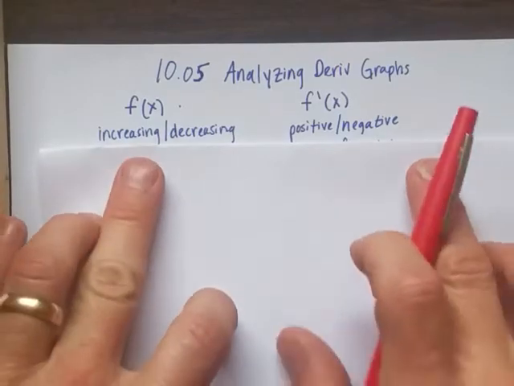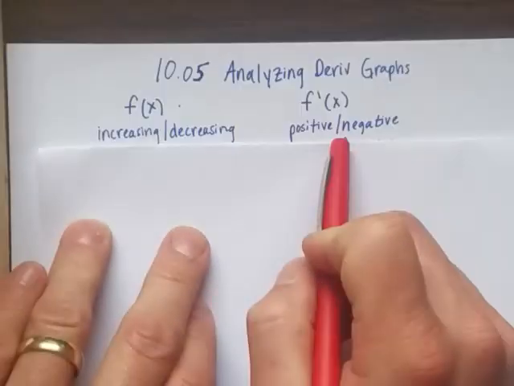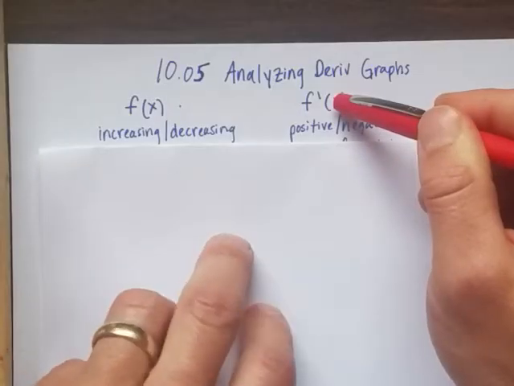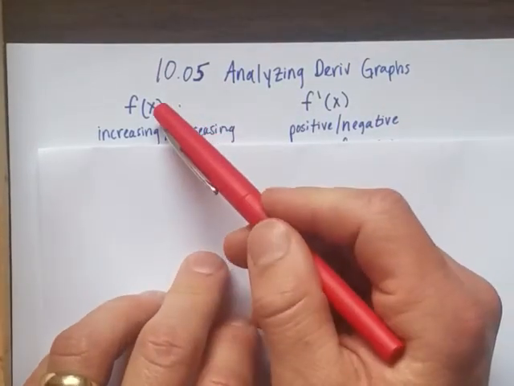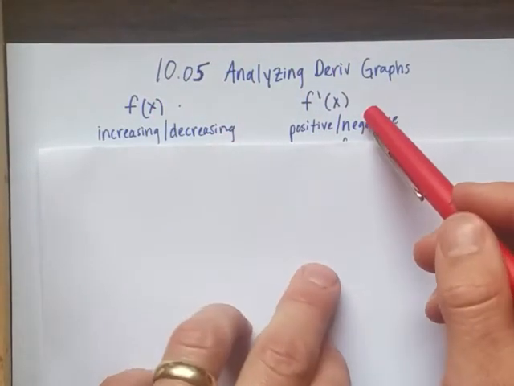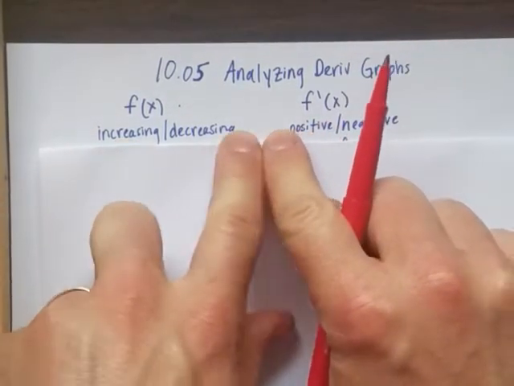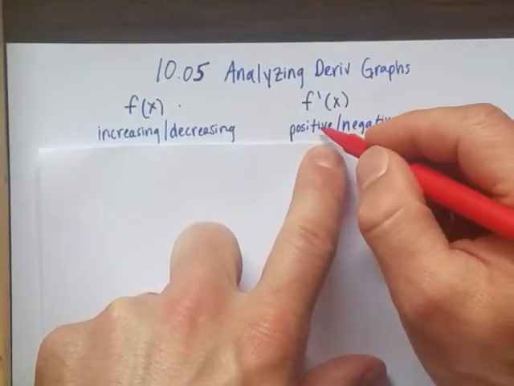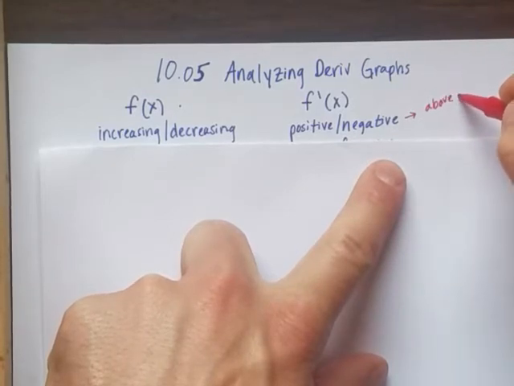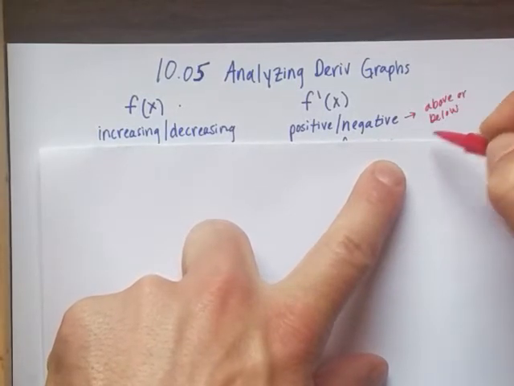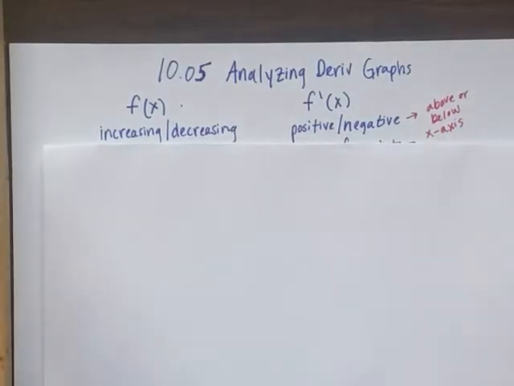So if our regular graph is increasing or decreasing, so if the regular graph has a positive or negative slope, our derivative graph's y value is going to be positive or negative. So just remember that if the original graph is increasing or decreasing, to identify that on our derivative graph, we would actually just look to see if the point is positive or negative. So we're really just going to look above or below the x-axis, right? Because those y values are going to tell us the slope.